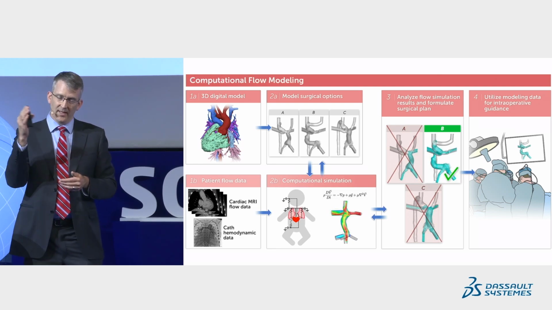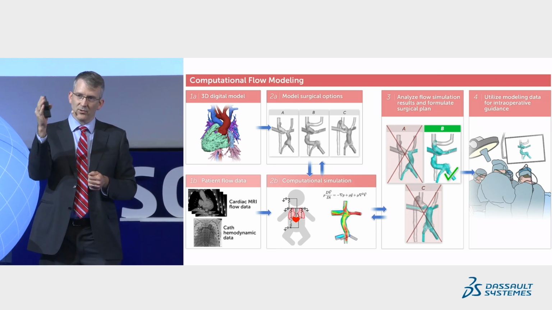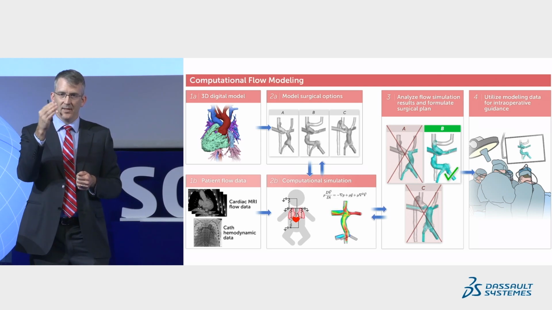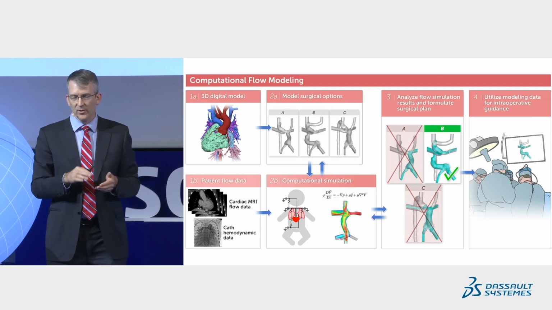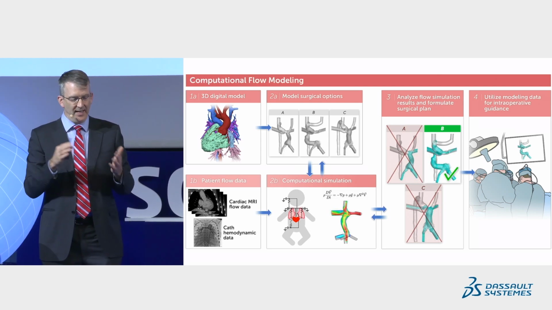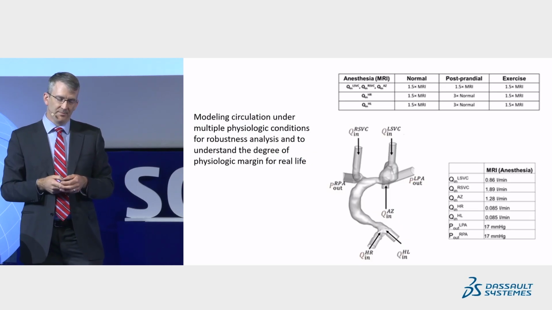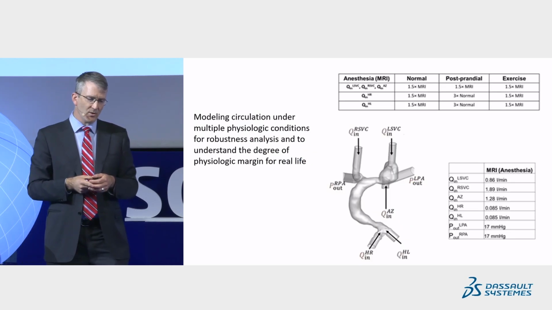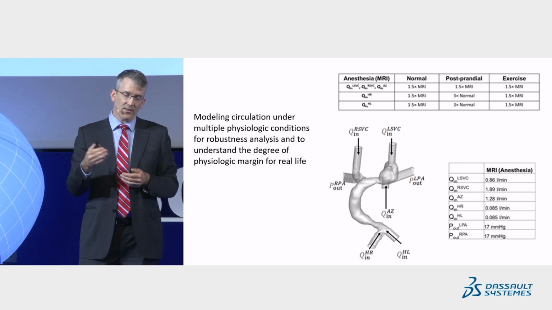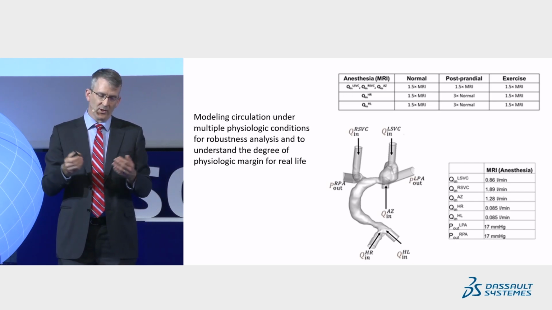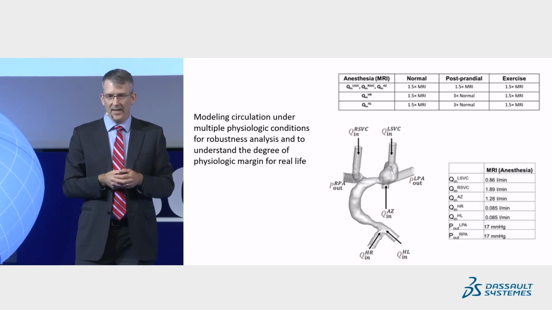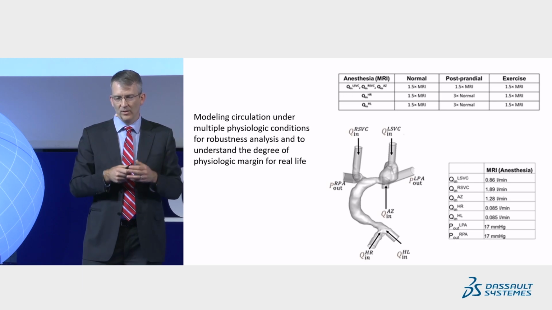And so now we're able to take these patient-specific models, do virtual surgery, and adapt patient-specific boundary conditions from the MRI and the cath, and do CFD to analyze different surgical approaches. And what we really feel strongly about is we need to model these circulations under multiple physiologic conditions for robustness analysis and understand how this is going to work for real life.